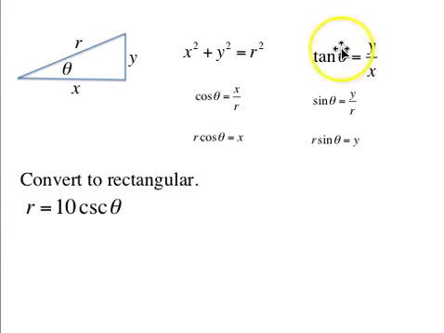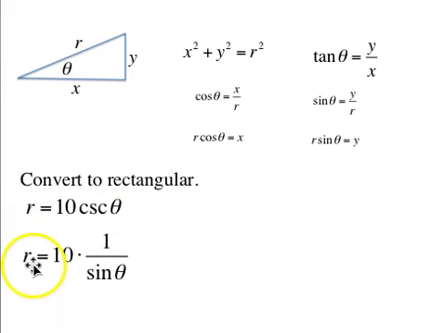Now, this is the information I have. First thing I'm going to do is rewrite it as r equals 10 times 1 over sine theta. Now, multiplying both sides by sine theta, we'll have r sine theta on the left. On the right, it'll be 10 times 1 over sine theta times sine theta, just 10. So we get r sine theta is 10. But what is r sine theta? R sine theta is y, so this becomes y equals 10.